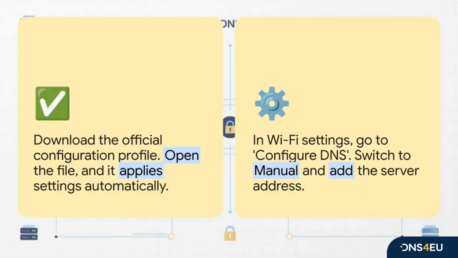For all you iPhone and iPad users, you've got two great ways to do this. Honestly, the easiest method by far is to just download the official configuration profile from the DNS4EU website. You open the file, and your iPhone does all the heavy lifting for you. It's magic. Or, if you'd rather do it by hand, just go into your Wi-Fi settings for your network, find Configure DNS, switch it to Manual, and you can add the server address right there.